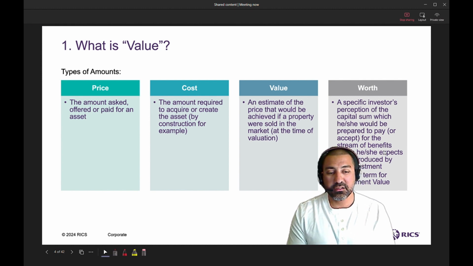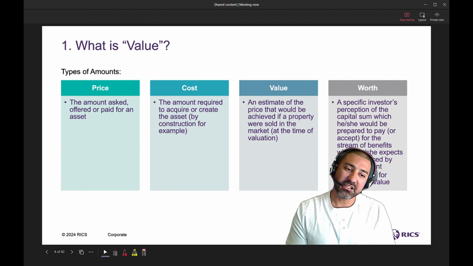So this is a different sort of take on an amount. Worth, on the other hand, is a specific investor's perception of value, right? Even if you're looking at a market value, for example, a plot of land that's being sold and bought, which is subject to the dynamics of demand and supply, and demand and supply determines the equilibrium point at which the market is willing to buy or sell a specific plot of land. For an investor, it could be worth more or less than that market value.